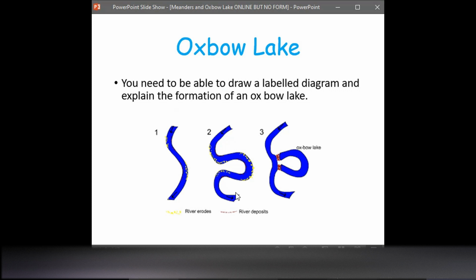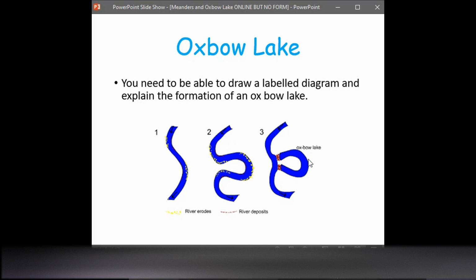So this is a classic thing in geography. It always comes up, and it's a labeled diagram of an oxbow lake. So we usually do it in 3 or 4 different parts. 1, we get a meander. 2, we show where the erosion and deposition has been happening and the meander gets even more bendy. And 3, eventually that will bend so much that the river will go in more of a straight line, a shorter route, and cut off the old meander.